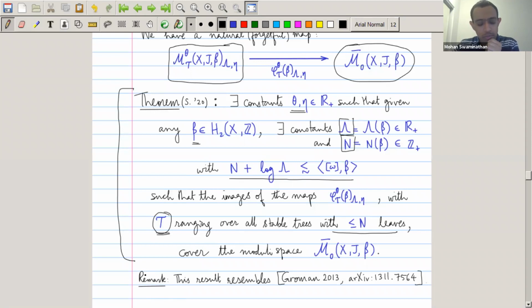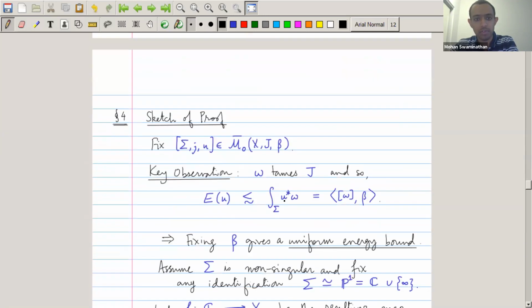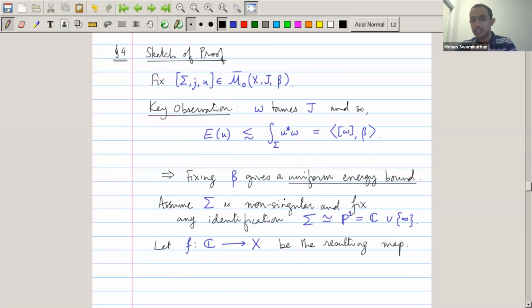I just want to make a remark before proceeding that this is a result which resembles an earlier but somewhat weaker result of Gromov from 2013, and this is the arXiv reference for this earlier result. Okay, so next I will try to sketch the proof. Maybe in the interest of time, I am going to omit some details and focus more on the pictorial aspect of this proof.